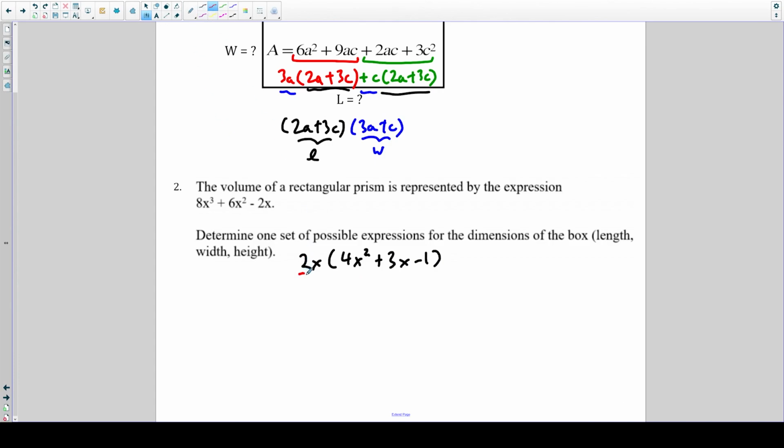So what this gives us is we have a coefficient that can be a standalone factor. We have an x, which is also a standalone factor. And finally, we have a trinomial, 4x squared plus 3x minus 1, which can be the third factor. Now what this gives us is some combination. We could say that the width could be 2. We could say that the length could be x. And finally, our height could be 4x squared plus 3x minus 1. So this would be the quickest way to do this type of problem.